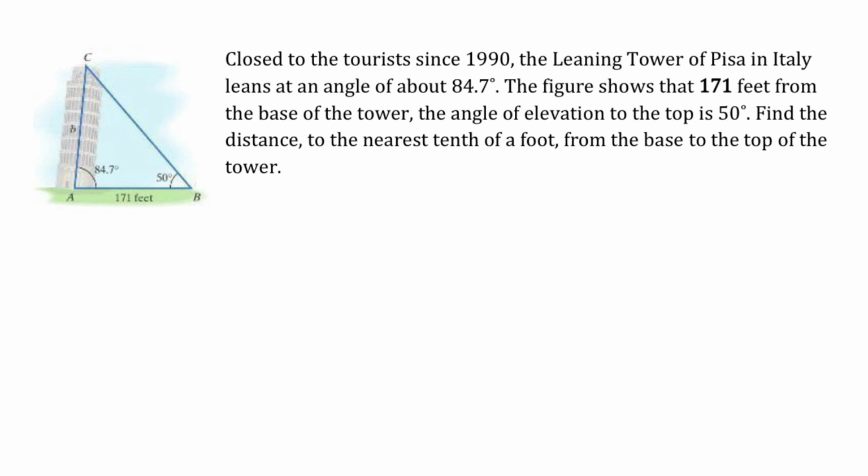So here's one of my first gems that would be likely to be seen on a final exam. So let's have at it. It says, closed to tourists since 1990. The Leaning Tower of Pisa in Italy leans at an angle of 84.7 degrees. The figure shows that 171 feet from the base of the tower, the angle of elevation to the top is 50 degrees, so right here. Find the distance to the nearest tenth of a foot from the base of the tower.